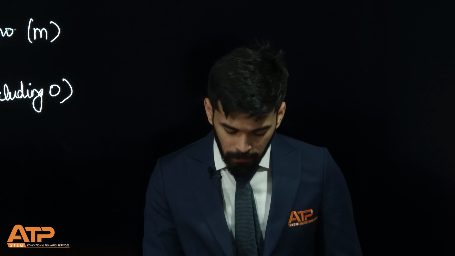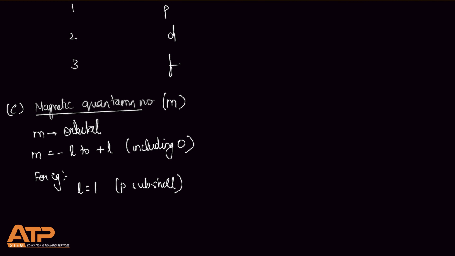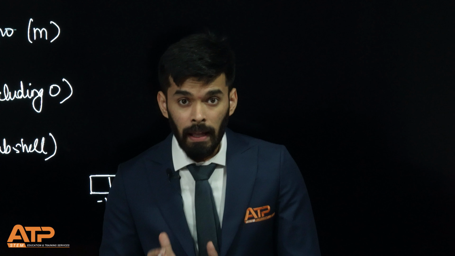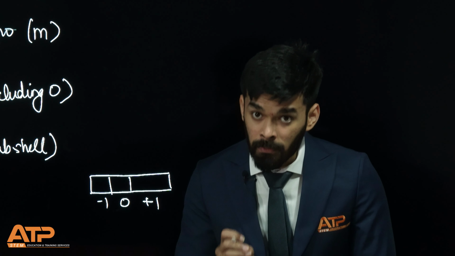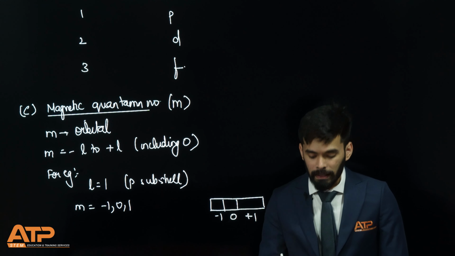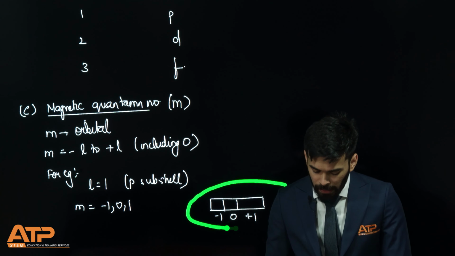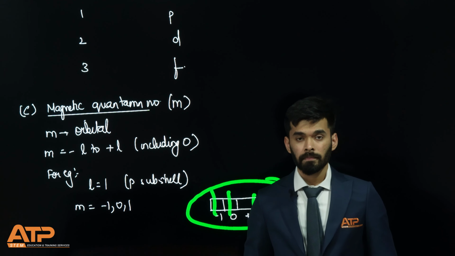For example, if L is 1, then the value of M will be minus 1, 0 and plus 1. And each value of M represents an orbital. That is why P subshell has 3 orbitals.